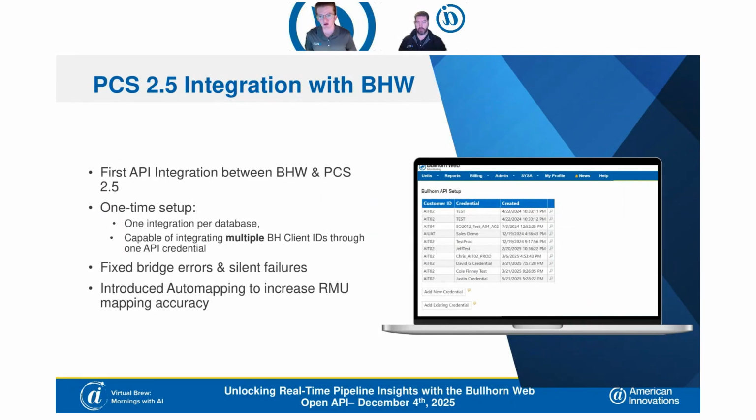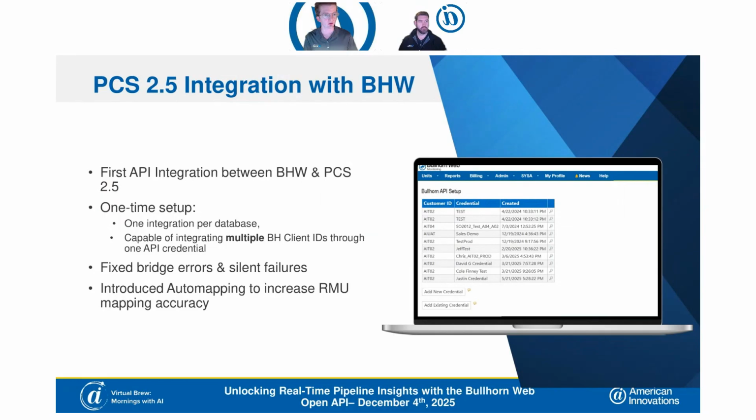So you heard me talk about PCS. I know that around this time last year, we released PCS version 2.5. One of the biggest things in that release was integrating Bullhorn Web data into PCS without having to use the original bridge. How we did that was through a true API integration, and this was the first integration in an API format between Bullhorn Web and PCS. This is a one-time setup, and it's one integration per PCS database, but you can integrate multiple client IDs from Bullhorn Web through that API into your PCS database.